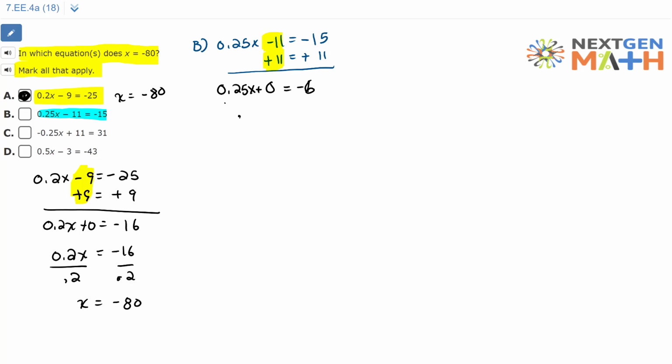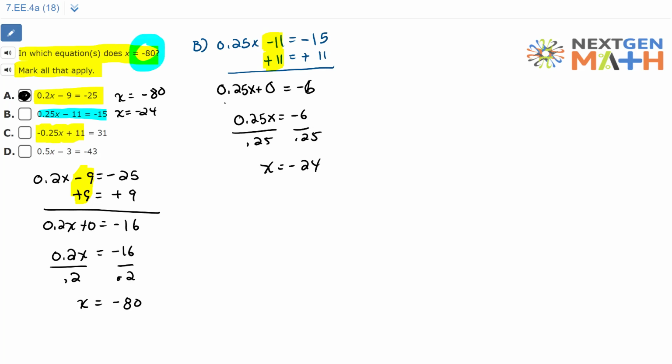And now we can rewrite this as 25 hundredths x equals negative 6, divide each side by 25 hundredths, and x here is equal to negative 24. So x equals negative 24. This is a no, because we're looking for what? What are we looking for? We're looking for x equals negative 80.